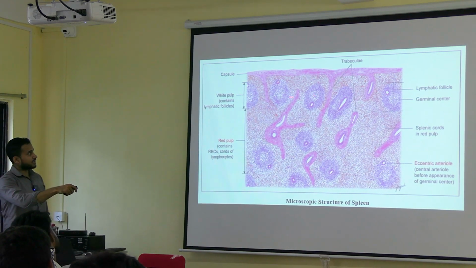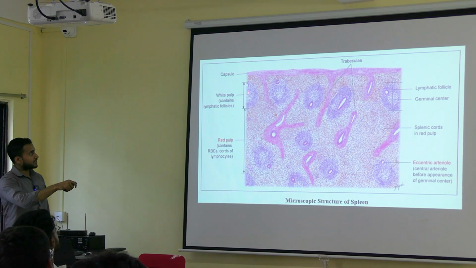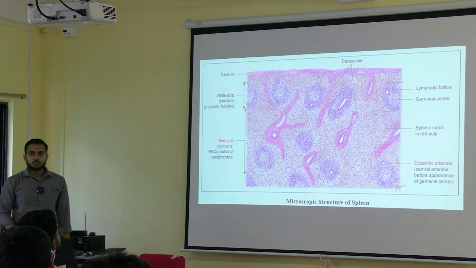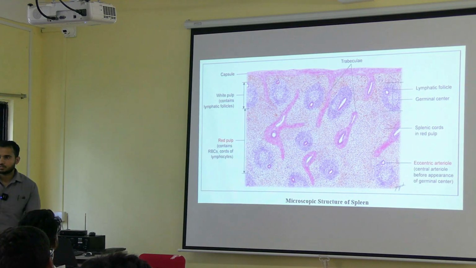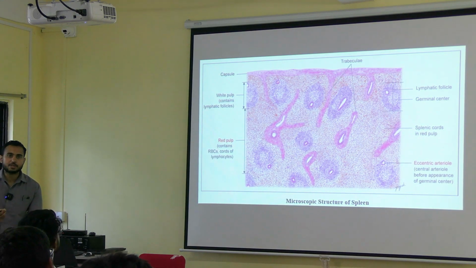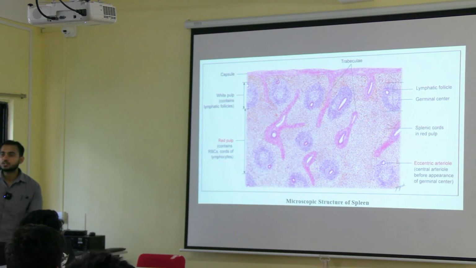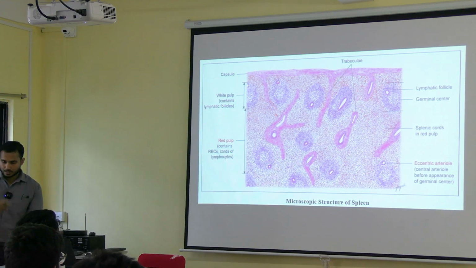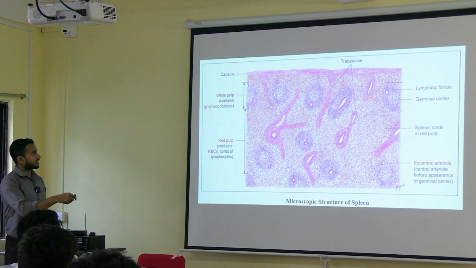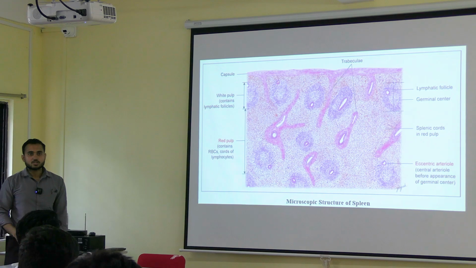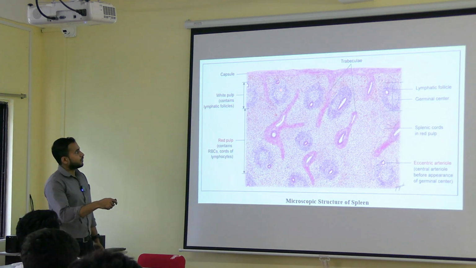Now, if it is eccentric, then see this is the germinal center. This is the germinal center. This is the germinal center. Okay? So if you see the germinal center, its appearance is lightly stained because in that particular part newly formed or immature lymphocytes are present, and at the periphery you can see it is darkly stained. See this area is darkly stained, this is lightly stained. Okay, so this is the appearance of white pulp.